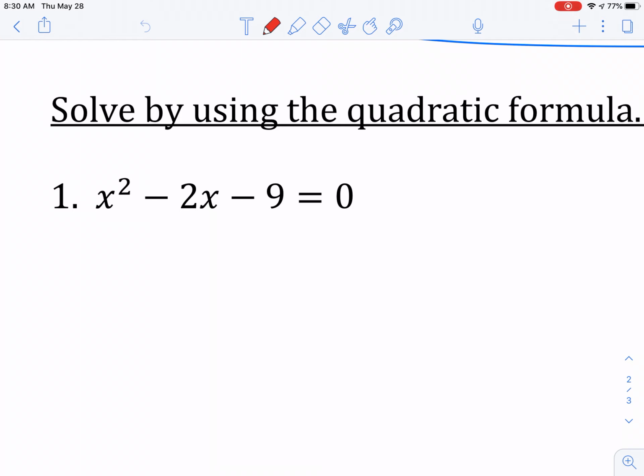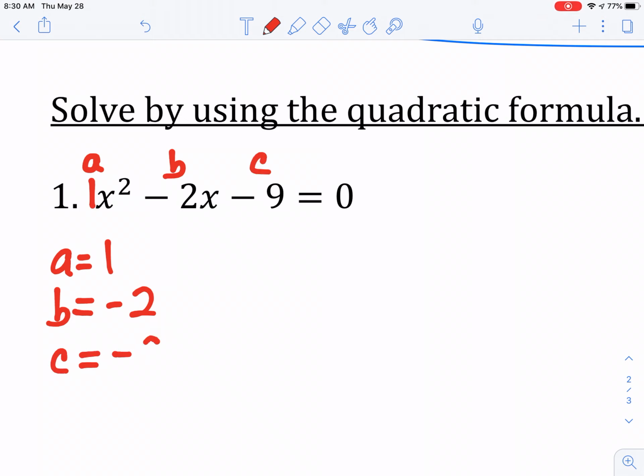The number in front of the x squared is always your a. In this problem, it's the number 1, because there's no number written, which means it's a 1. So a is 1. In the middle term, the b value is actually negative 2, because there's a minus sign in front of the 2. That minus sign sticks with the 2. And then for the c, it's going to be negative 9. So now we have our a, b, and c.